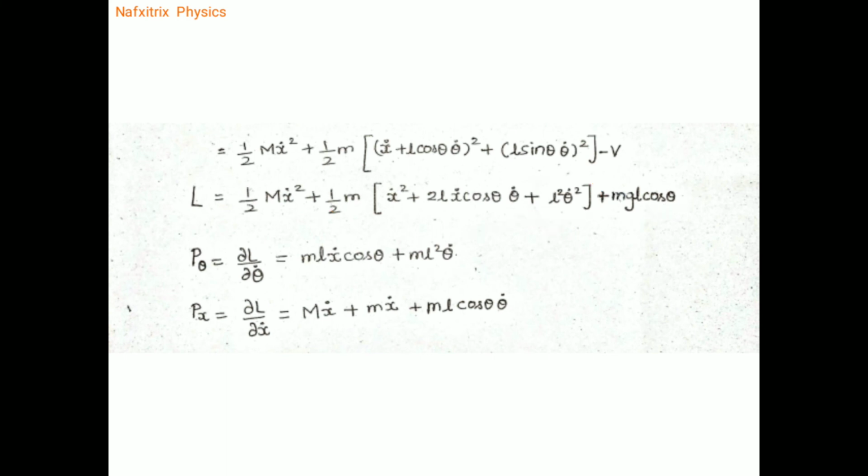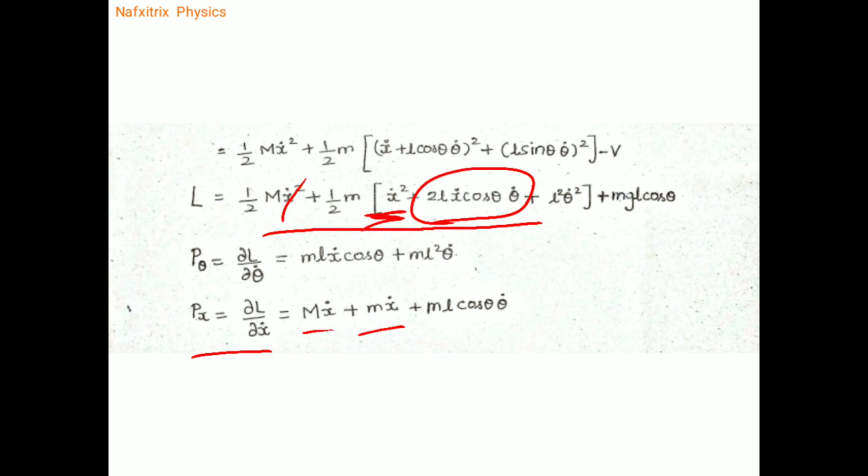And next thing is px, which equals the partial derivative of L with respect to x dot. So if we differentiate this entire L with respect to x dot, n into x power n minus 1, the 2 would get cancelled, so mx dot. And here also an x dot term is there, so mx dot would remain. Here also the x dot term is there, so the 2 would get cancelled, ml cos theta theta dot. So this would be neglected after the partial differentiation, and here we do not have x dot terms. So this is the p theta and px value we are getting.